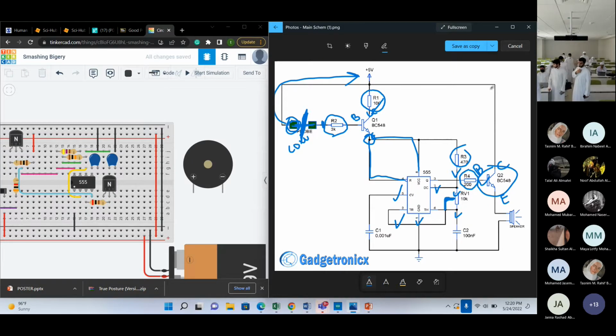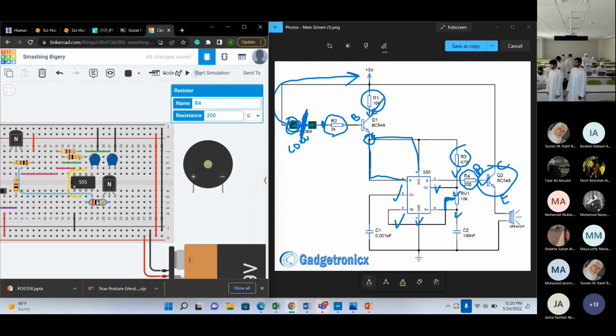The collector is connected directly to the voltage source. The name of the resistor? Yes, it's the resistor R3, guys. One second, sorry. Actually, it's R4. Here, it's R4, as you can see here, and the value of it is 200 ohms. Can you see it? R4 and 200 ohms. Yeah, okay.